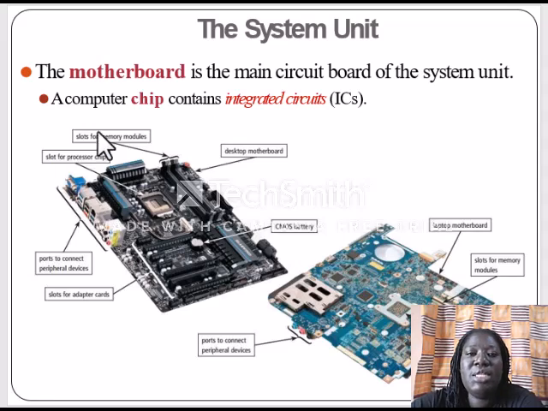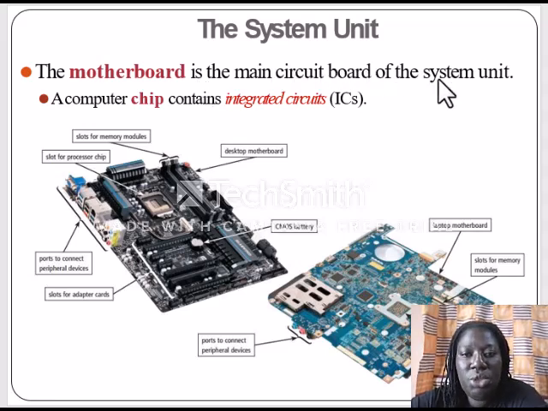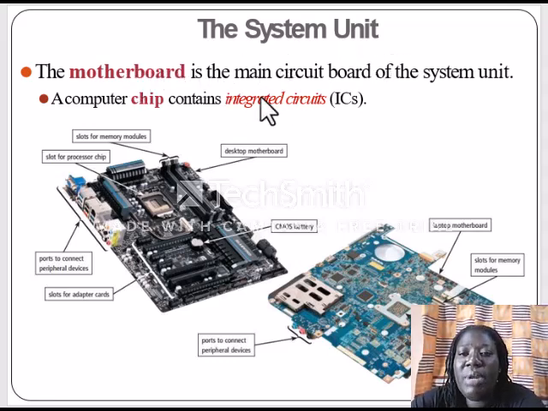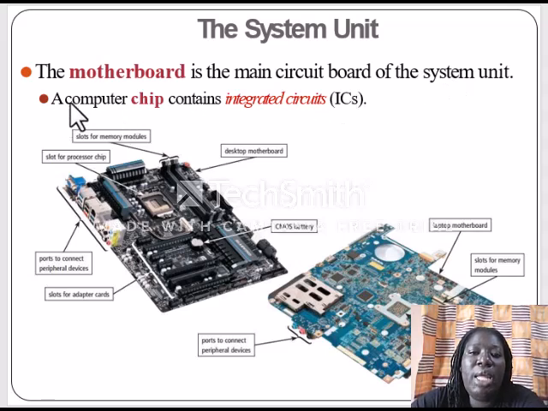We are still in the system unit. The motherboard is the main circuit board of the system unit. This thing should be at your fingertips. So when we ask you the main circuit board of the system unit, the answer should be the motherboard. And the computer chip contains integrated circuits, that's the ICs. This is how they all look. The CMOS battery, we talked about it in the first picture.